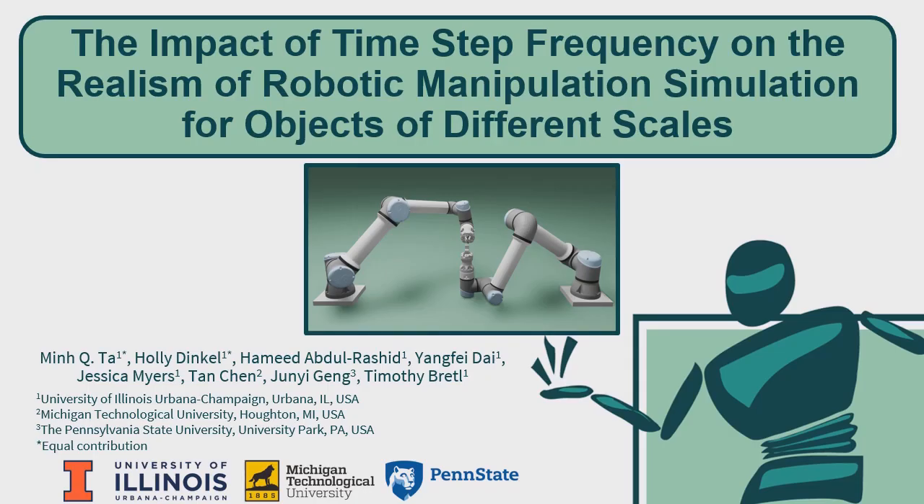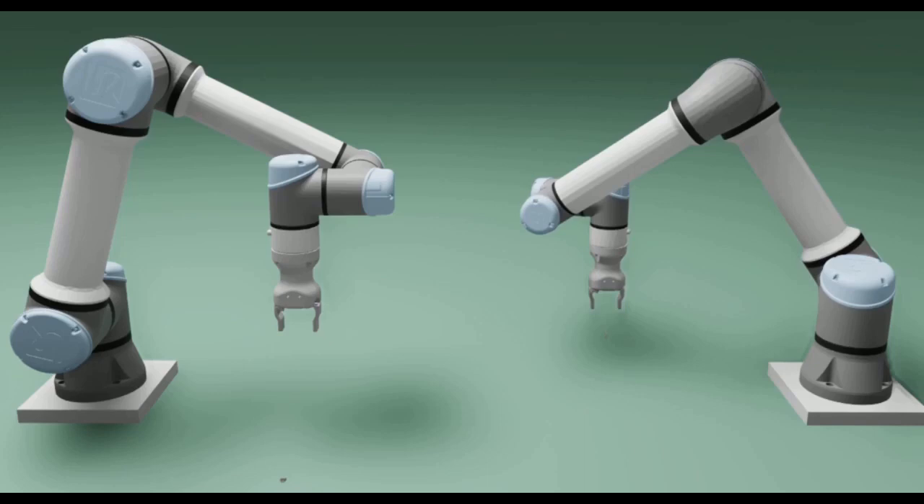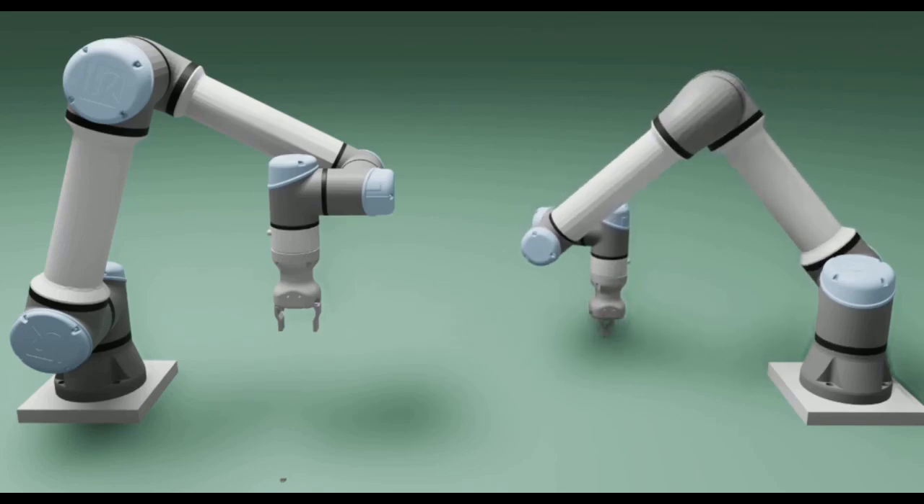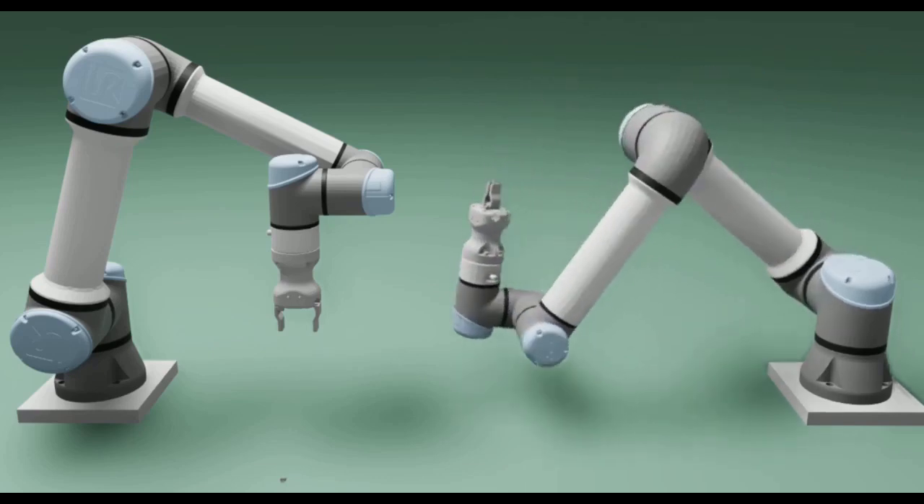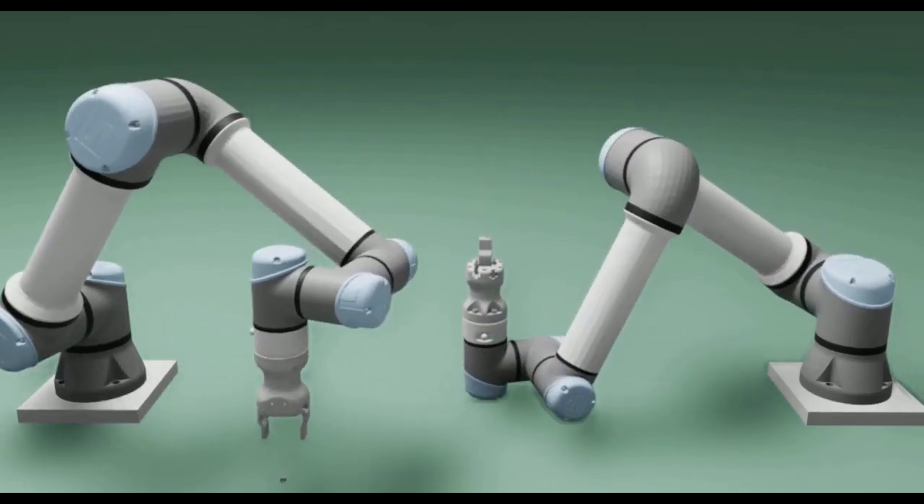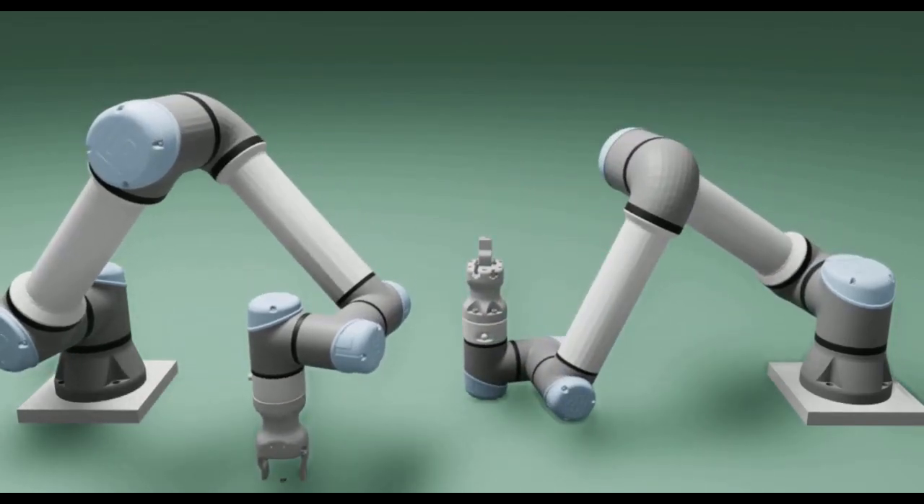This presentation discusses the impact of time-step frequency on the realism of robotic manipulation simulation for objects of different scales. High-fidelity robotic manipulation simulators are necessary to create digital twins for smart manufacturing. This presentation uses the pre-assembly part picking task shown in this video to demonstrate context simulation for robotic manipulation.